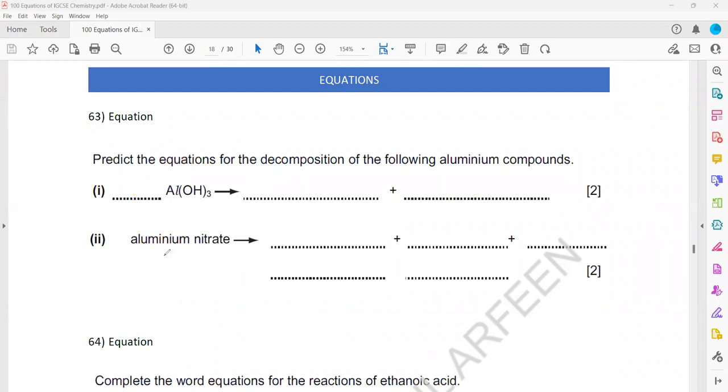Next one is a word equation you have to complete. When aluminum nitrate, from calcium to copper nitrates, when we heat, it will give metal oxide. Aluminum oxide will be there plus nitrogen dioxide plus oxygen. And for the appearance, because nitrogen dioxide is a brown gas, the observation is brown gas.